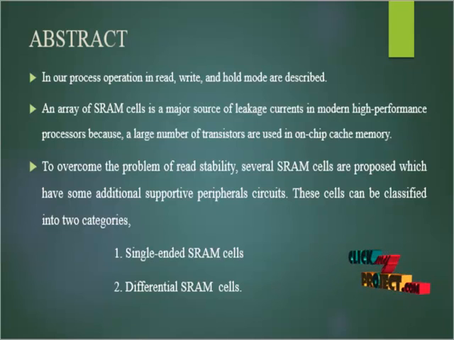The main aim is to achieve a low power SRAM cell with a differential structure, using a higher read current and lower leakage current. In our project, the stability of several low power 8T transistor SRAM cells is proposed, which have some additional supportive peripheral circuits. We classify the cells into categories of single-ended SRAM cells and differential SRAM cells.